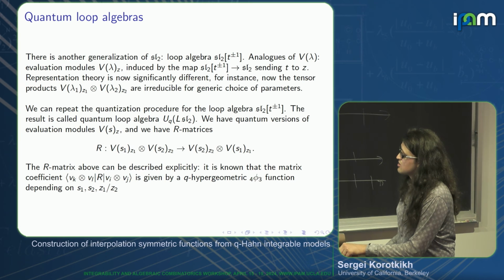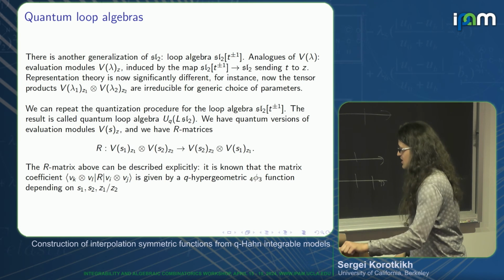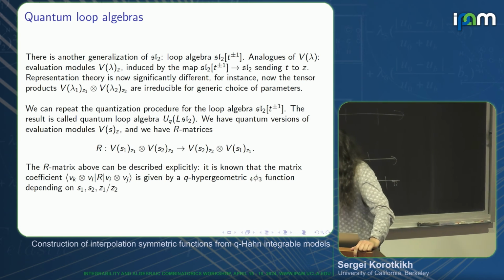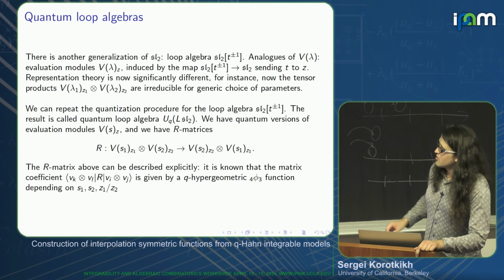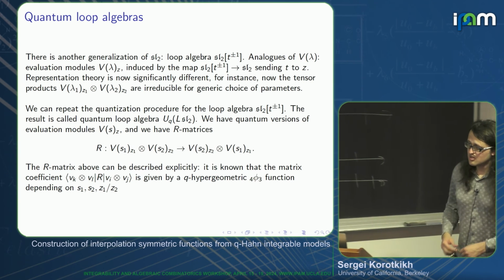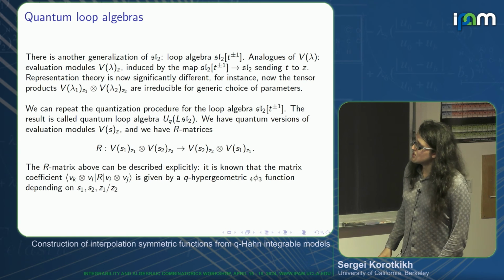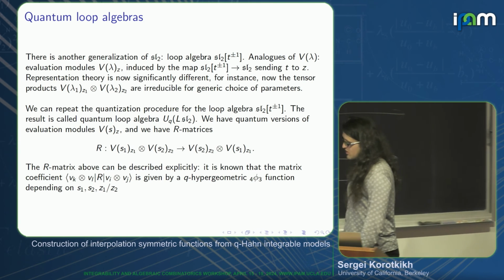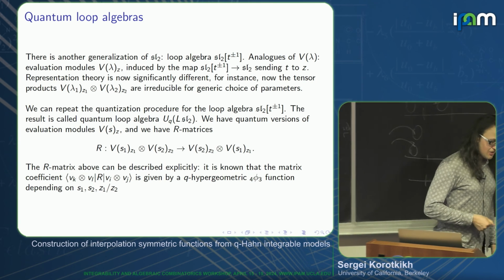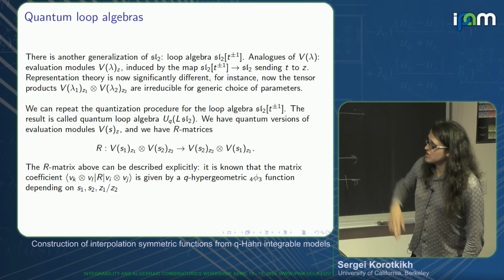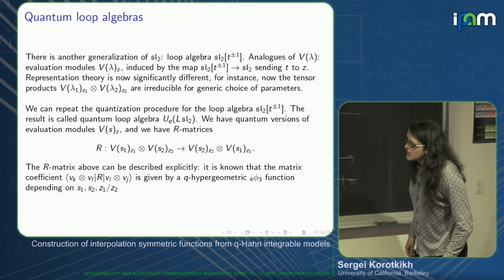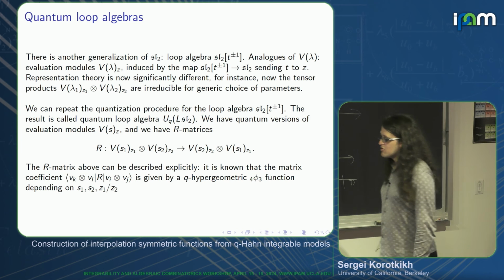So these are the so-called evaluation models, and basically using this procedure, you can lift any Fermat model for the classical algebra to a certain model for this loop algebra, which will now depend on these two parameters. One will be the highest weight, and the other one will be the value of this variable t. And now finally, you can combine all of this together.